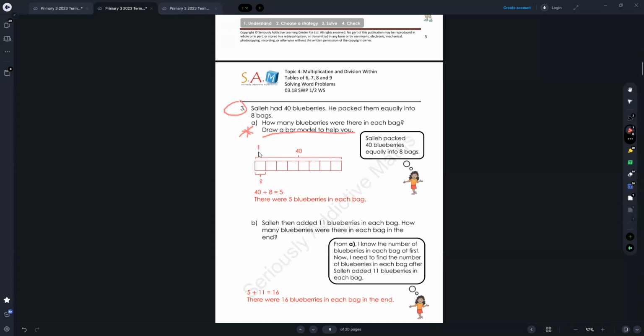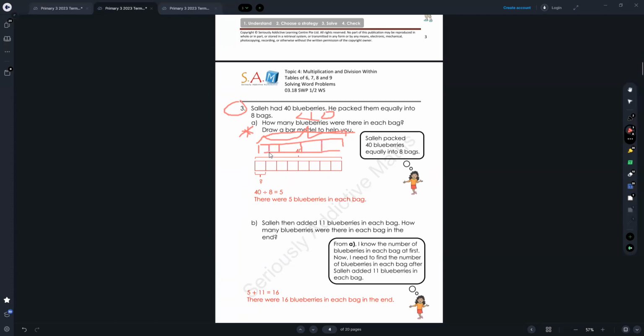So 40 blueberries. Draw 40 first, one bar like that. So this represents 40, and then packed them equally into 8 bags. That means teach them how to split equally. Once they draw 1 bar, how do they split into 8 bags? Many of them would draw 8 squares one by one, but show them how to do this. So 1 whole bar, you divide by 2 first, split into 2, then one of the 2 parts split into 2 like that.